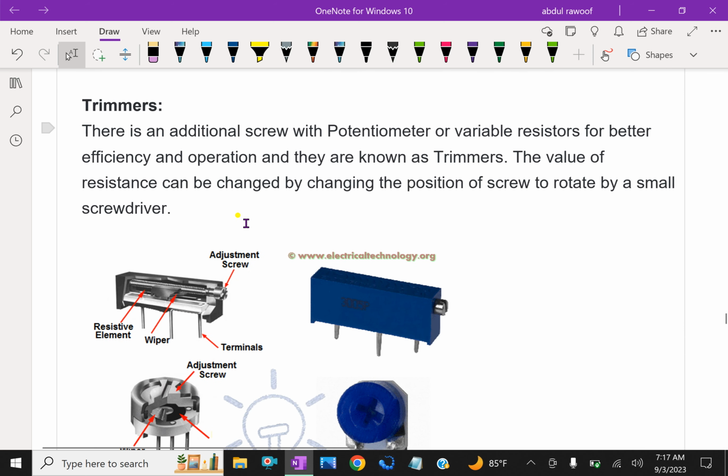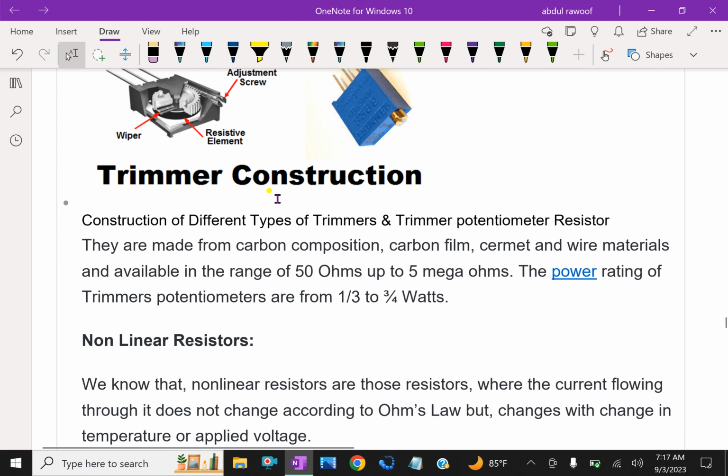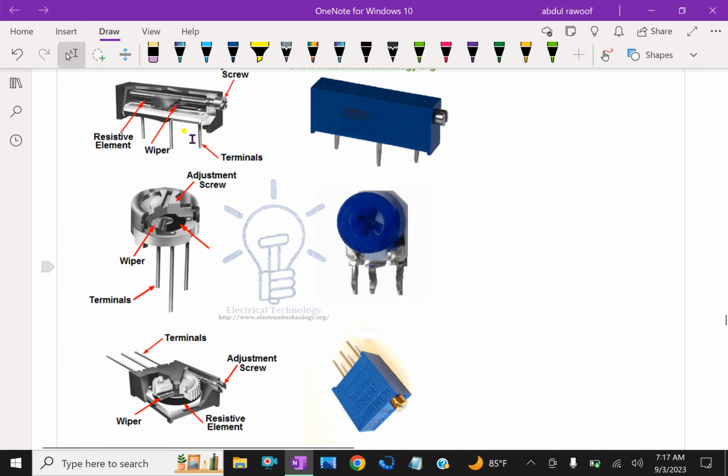That's all. Next, trimmers. There is an additional screw with potentiometers or variable resistors for better efficiency and operation, and they are known as trimmers. The value of resistance can be changed by changing the position of a screw, rotated with a small screwdriver. That means some adjustment. The trimmer construction is like here.